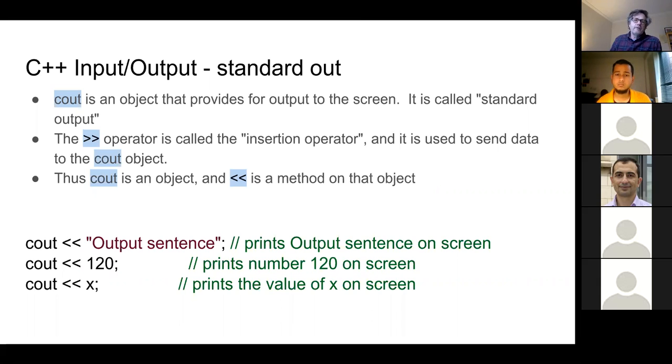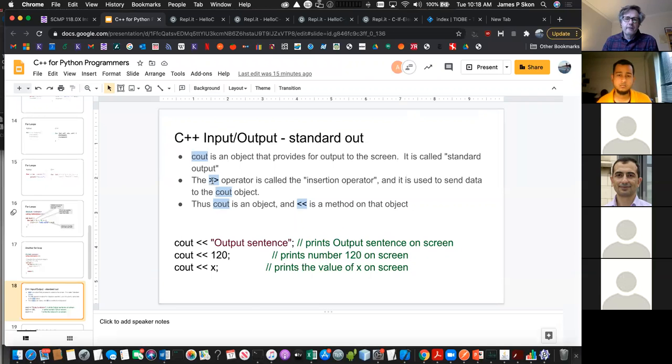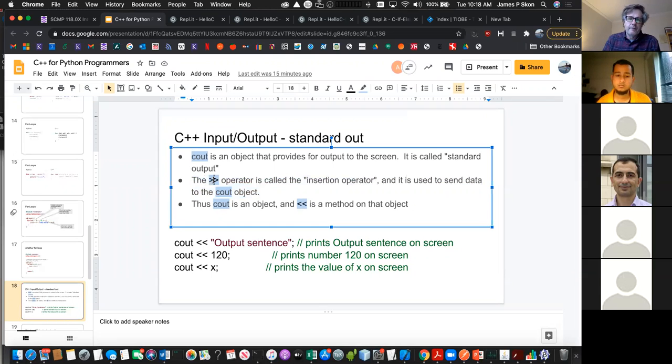So cout is an object. It's actually an object, just like an object in Python, that provides for output to the screen. It's called standard output. The insertion operator is an operator, just like plus is an operator or minus is an operator. It's used to send data to the cout object. Actually, I see an error here. This should be that.